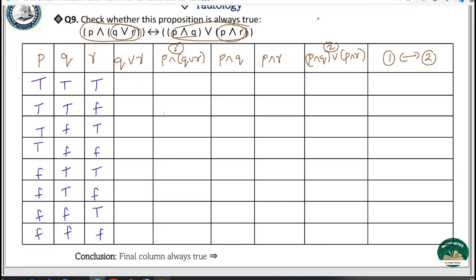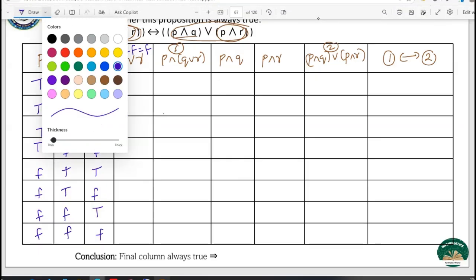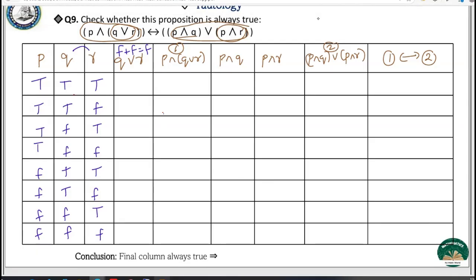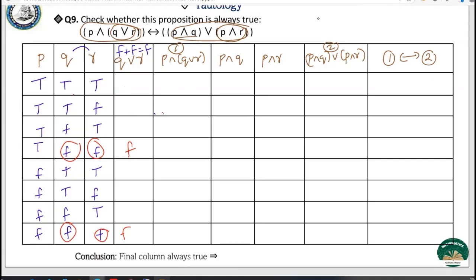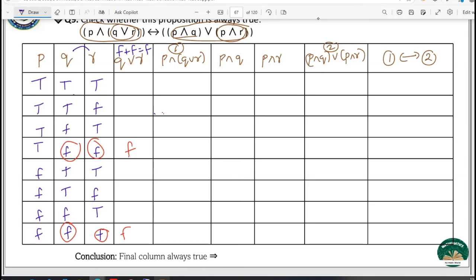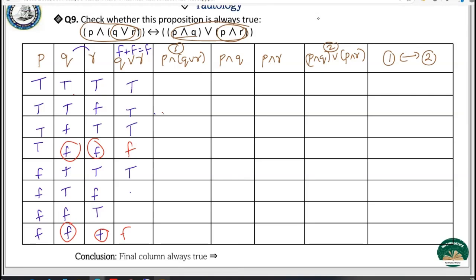Now we have the condition Q or R. What is the condition for R? It is F and F, we get F. So let us check Q and R, the second and third columns, for the given condition. We have F and F in these two, so it will be F. Then in the last one, F and F, it is F. The remaining all the components are true. So it will be T, T, T, T, T, and T.